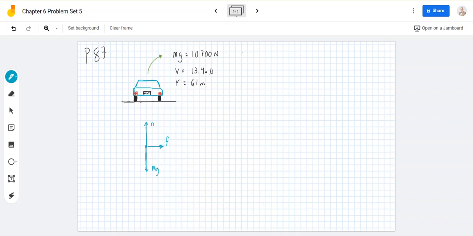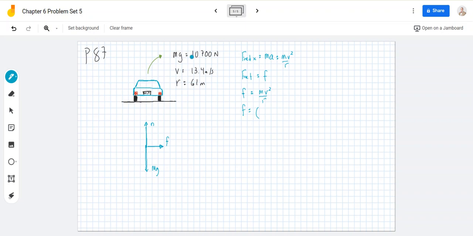So when I look at the net force in the x direction, it's equal to ma, but it's mv squared over r because it's going in circular motion. How do you express the net force? Well, look, there's only one force in the x direction. That's the friction. So to answer the first part of the question, the friction is equal to mv squared over r.